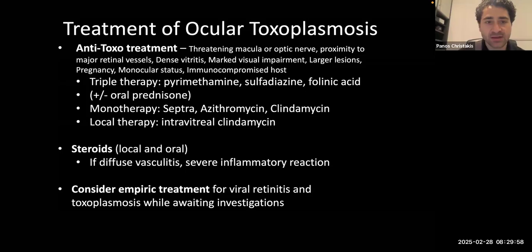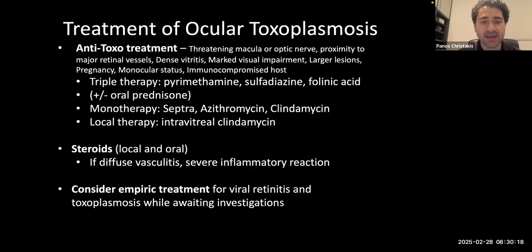Then in terms of the treatment, there's the classic triple therapy. For a long time, pyrimethamine was extremely expensive and hard to get, so I think most uveitis specialists have tended away from that. Most people will start Septra as the first line. I'd say definitely Septra is the most common first line agent, Septra double strength BID. And then if anything is macula or optic nerve threatening, I start clindamycin as well. So they get both Septra and clindamycin, clindamycin being 300 QID and the Septra double strength BID.